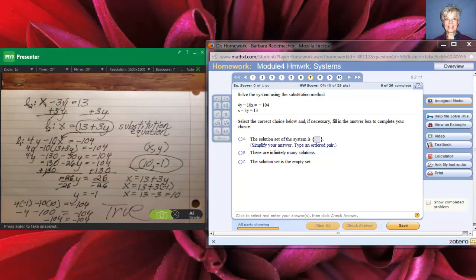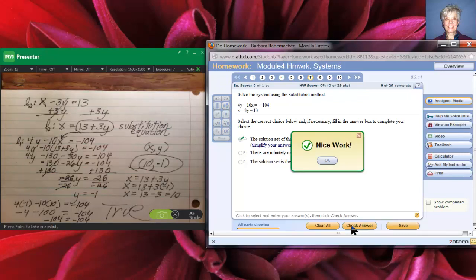I'm going to put that in the answer slot and find out if it's true. First, you don't have to use your own keyboard for this. I mean, you don't have to use your own parentheses. You can choose this on the toolbar, and then you can automatically just fill in the points. A 10 for the x and a negative 1 for the y. I always forget that tool. All right, let's see if we're right. Nice work. I like it when it says nice things to me.